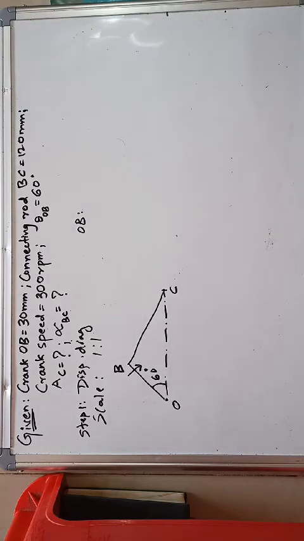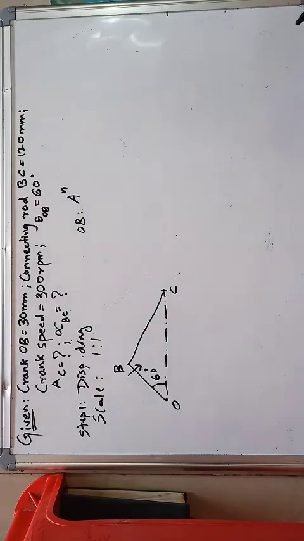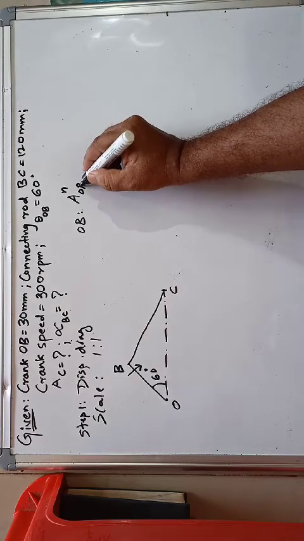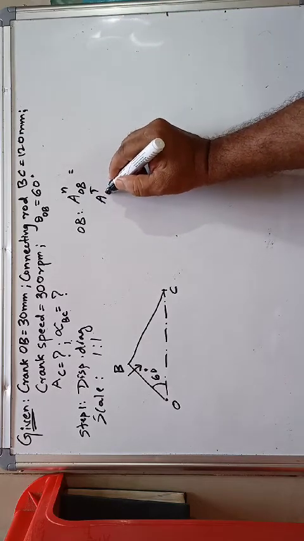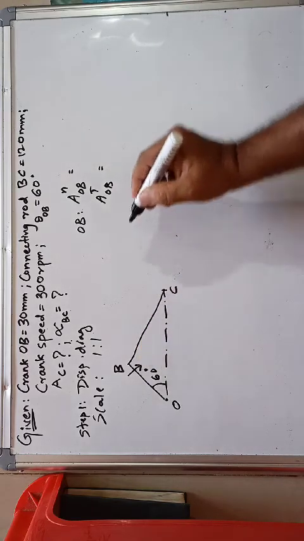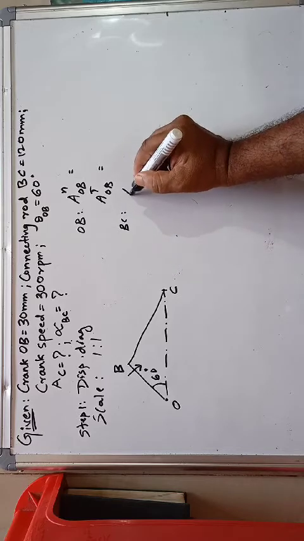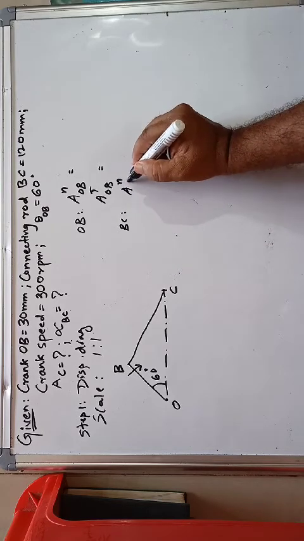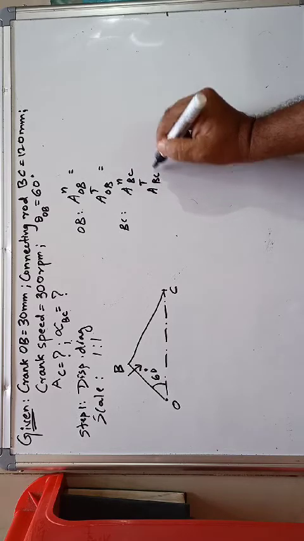So for the link OB here, first we have to find the normal component, and second, the tangential component for the link OB. Second one is the link BC. For the link BC, I am going to find the normal component and the tangential component.